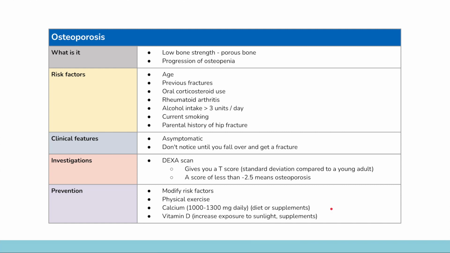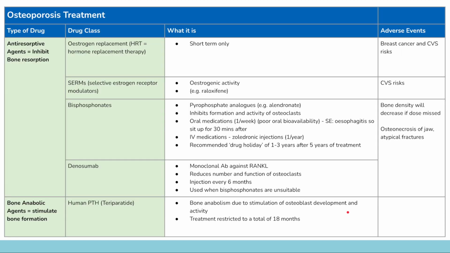A nicer table of the same thing that I've just gone through. And we'll wrap up with another summary table looking at drugs. First up, hormone replacement therapy, where you give estrogen. Now, this is a short-term solution, mainly because there is an associated increased risk of breast cancer and cardiovascular risk. Selective estrogen receptor modulators are better because they take away that breast cancer risk while maintaining the benefits of estrogen. However, there is still a little bit of cardiovascular risk associated.